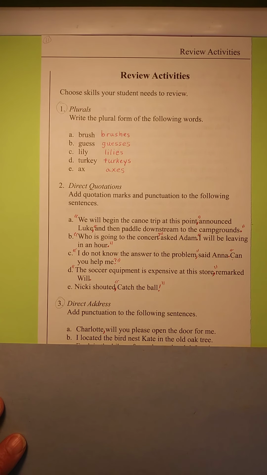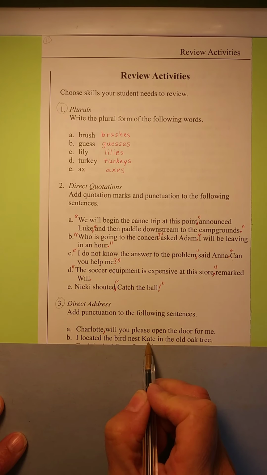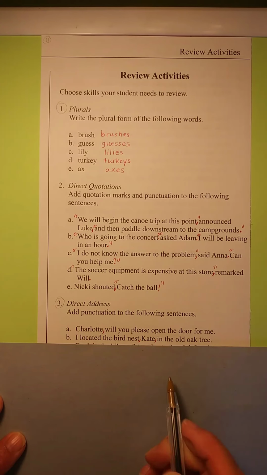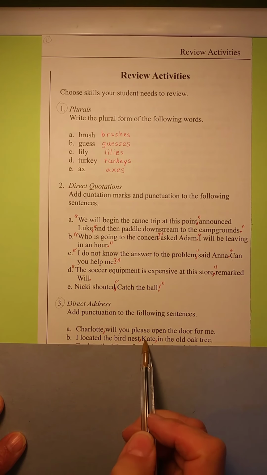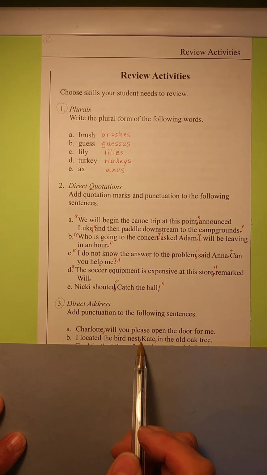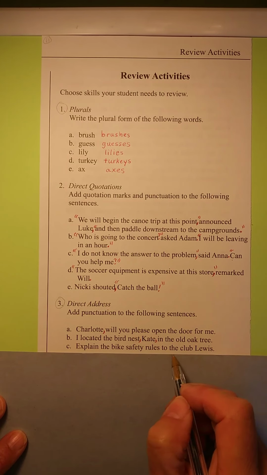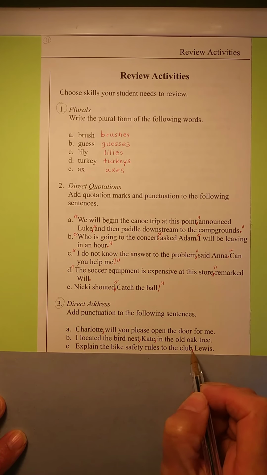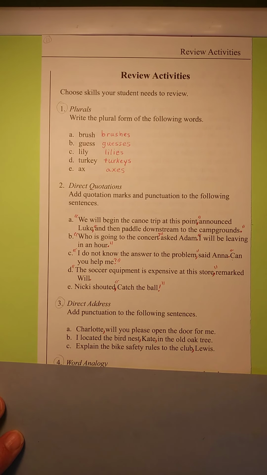B, I located the bird's nest, Kate, in the old oak tree. Now here we have the noun of direct address in the middle of the sentence. So we have to put a comma before her name and after her name. Okay, it separates the person from the rest of the sentence. So if you have the noun of direct address in the middle, make sure you put a comma before and after. Explain the bike safety rules to the club, Lewis. All right, so we're talking to Lewis, and we're giving him instructions first, and then we're going to put a comma to separate his name from the rest of the sentence. Okay, so that's direct address.